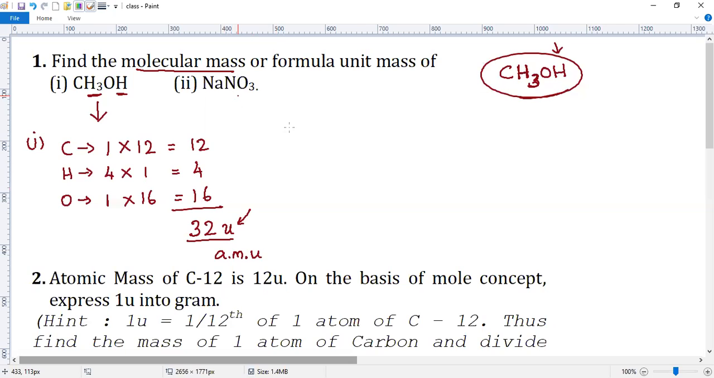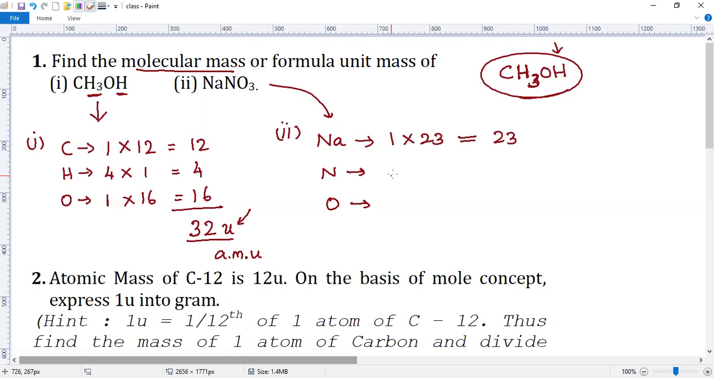Okay. Now going to your second one. It is about NaNO3. So what are all the atoms present? Na, nitrogen and oxygen. So what is the atomic mass of Na? There is one Na and its mass will be 23 U. So that will be 23.